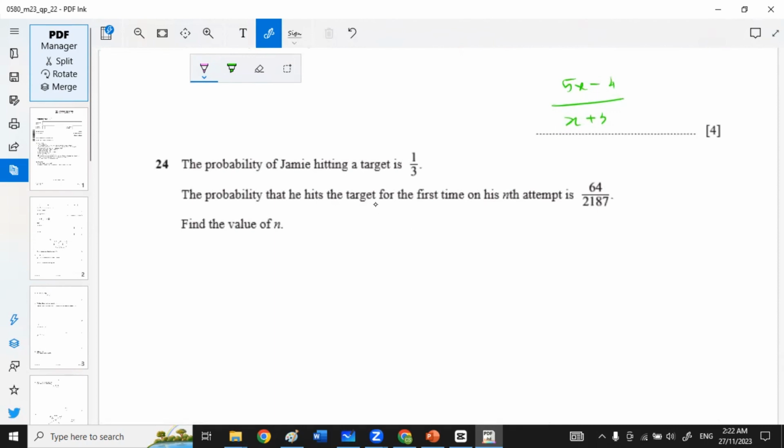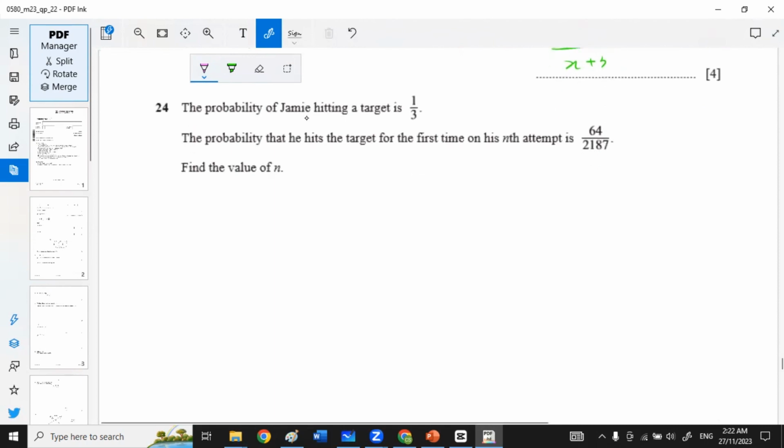Next question, 24. The probability of Jamie hitting the target is 1 over 3. The probability that he hits the target from the first time on the nth attempt, okay, is 64 over 2187. Find the value of n. Okay, from here, you need to know that if you hit, yes or no. Yes is 1 over 3, no is 2 over 3.